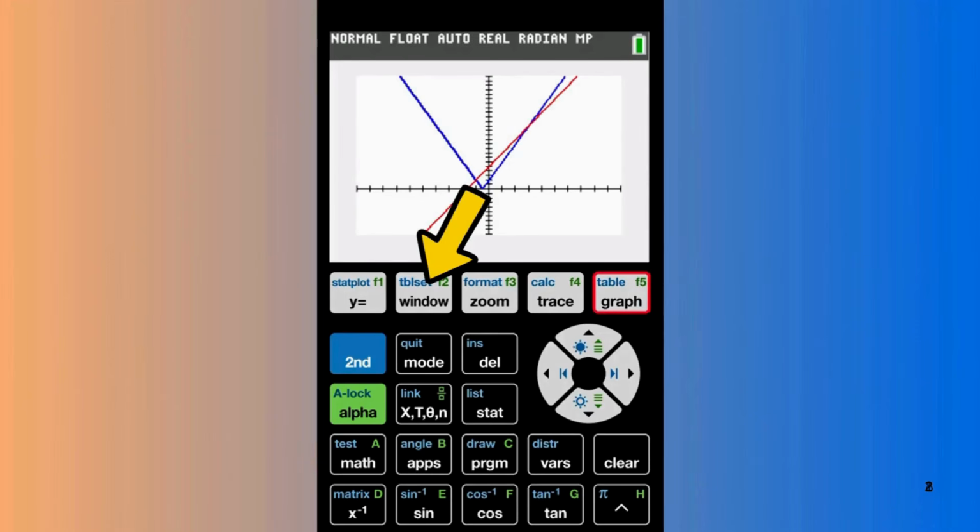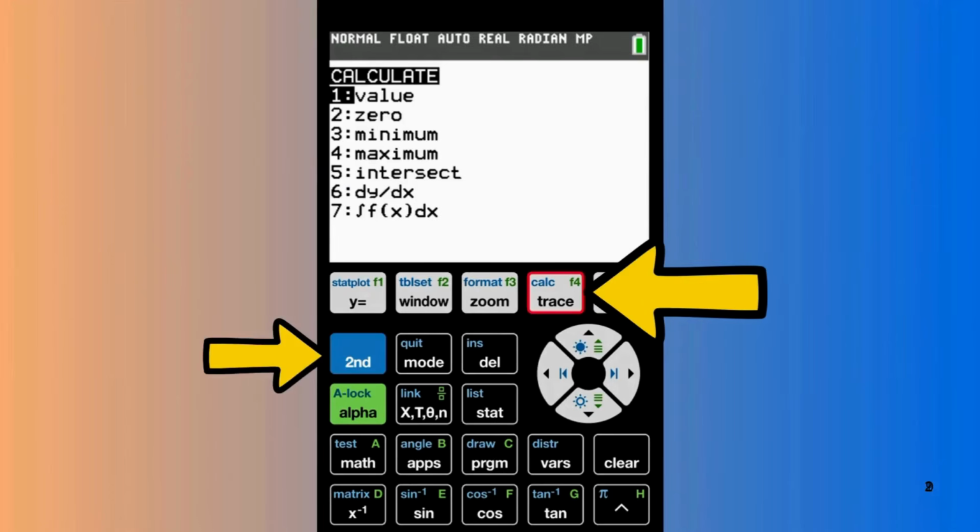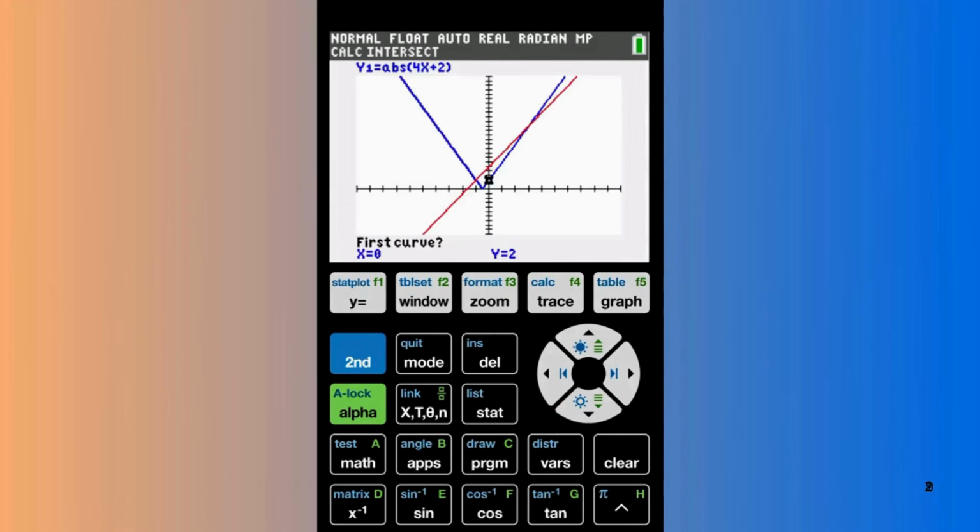I increased the Y maximum so that I could see higher on this graph, because the second intersection point in quadrant 1 was a bit higher than I was seeing in the original window. So now I need to find the two intersection points, and there's a couple ways we can do this. One way is to hit second and then trace. So we get the calculate menu, and then you can scroll down or just hit the number 5 for intersect.